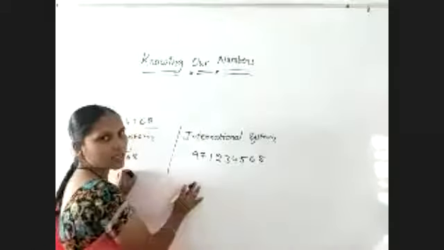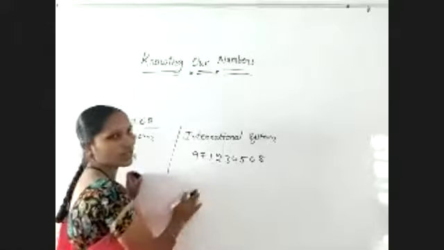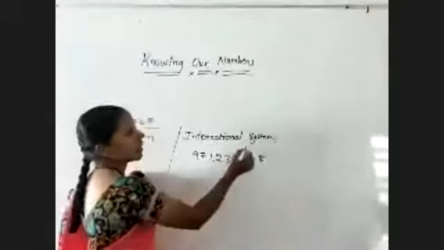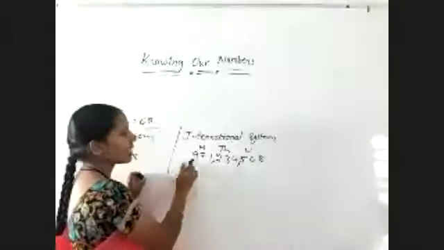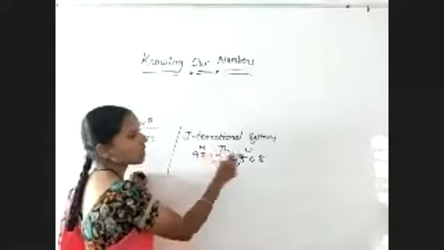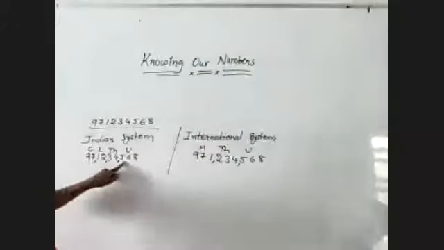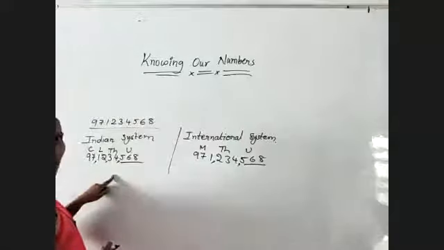Now, in the international system, every period has 3 digits, which means we need to separate the digits in groups of 3 by using commas: units, thousands, millions. So the number is 971,234,568. Just observe the units place, 568, 568. There is no change in reading either.